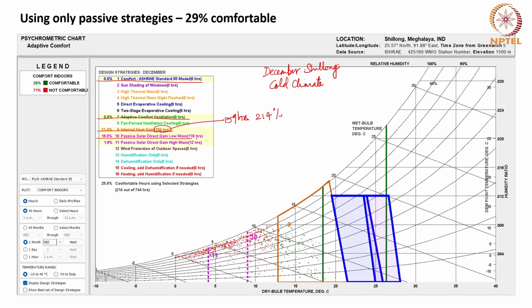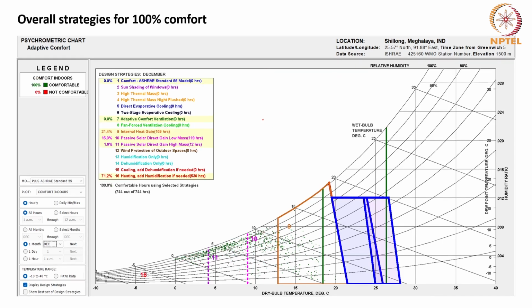Also, passive solar direct gain with low mass is effective for 16% of the hours, and passive solar direct gain with high mass is effective only 1.6% of the hours. So totally only about 29% of the hours are comfortable with passive strategies. For the rest of the hours, definitely there is need for active strategy, because we can even understand how cold Shillong will be for the month of December.